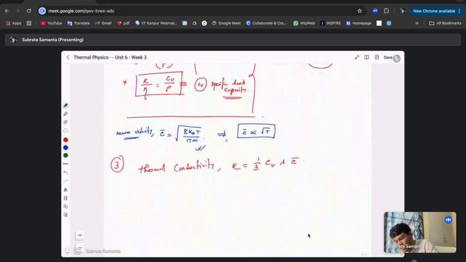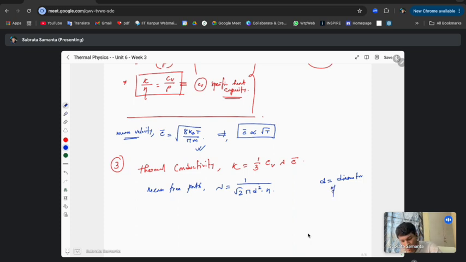So if you write down the mean free path lambda, the expression of lambda is basically 1 over square root of 2 times pi d square times the number density n. Here n is the number density and d is the diameter of the molecules, right? Once you know the diameter of the molecules, the radius is basically d over 2.